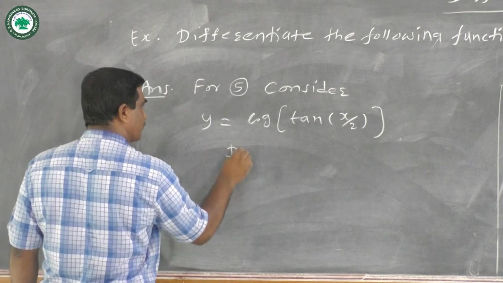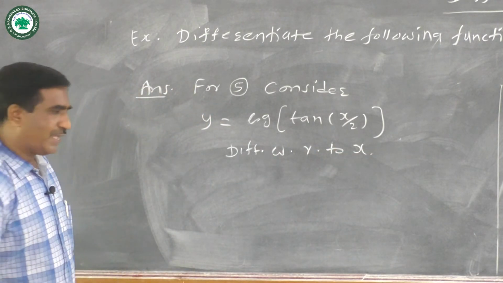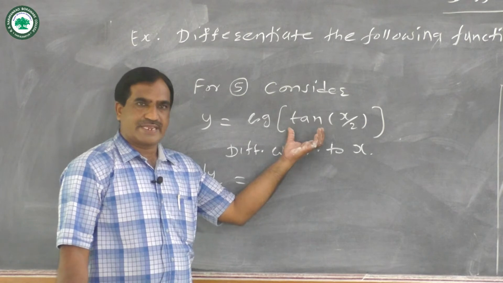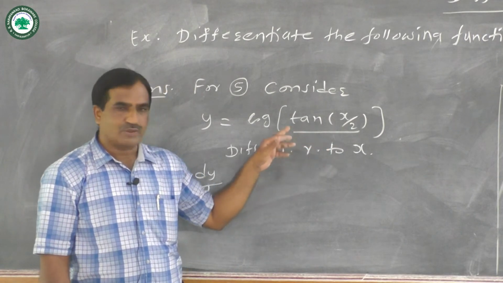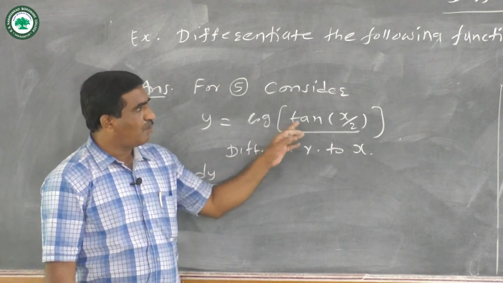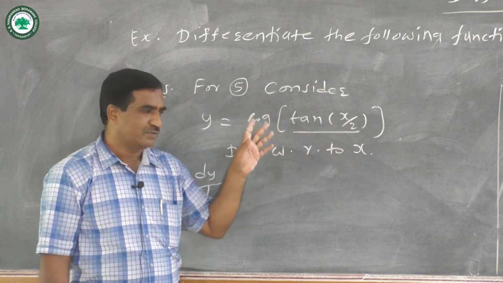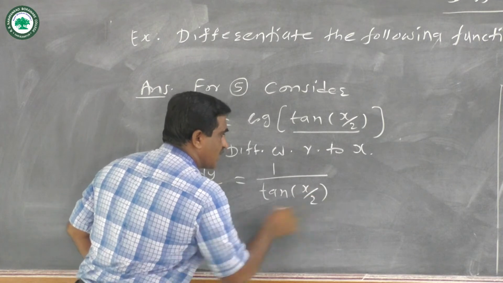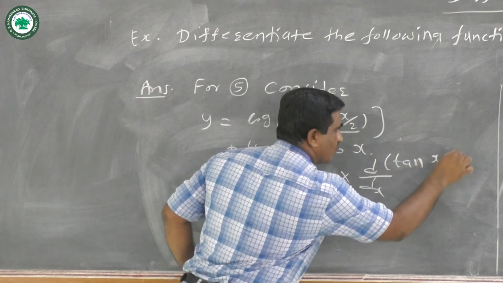Now differentiate with respect to x. The derivative of y is dy by dx. dy by dx is equal to, now this is a composite function again. Suppose this term as x, then we get log x, and we know the standard formula, the derivative of log x is 1 upon x. Therefore, we can write here the derivative of log of tan of x by 2 is 1 upon tan of x by 2 into the derivative of tan of x by 2. Okay, 1 upon tan of x by 2 into dy dx of tan of x by 2.